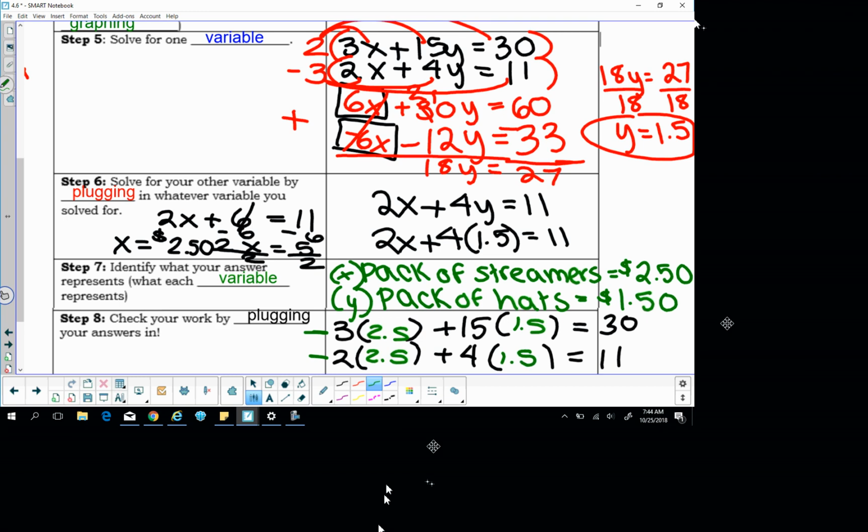If they don't, that means you did something incorrect. So you would type this right into your calculator. 3 parentheses 2.5 plus 15 parentheses 1.5, and you should get 30 as your answer. If you do, you go to the next one. If you don't, you did something wrong. So check it real quick, make sure you did it correctly. And give me a thumbs up that you thought you did it correctly. Easy.